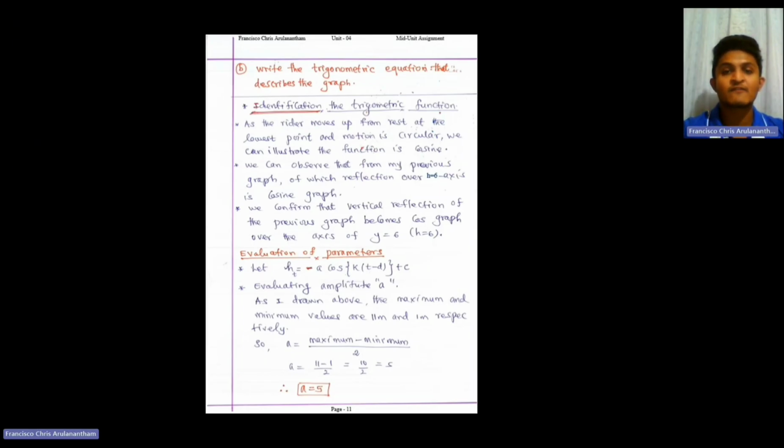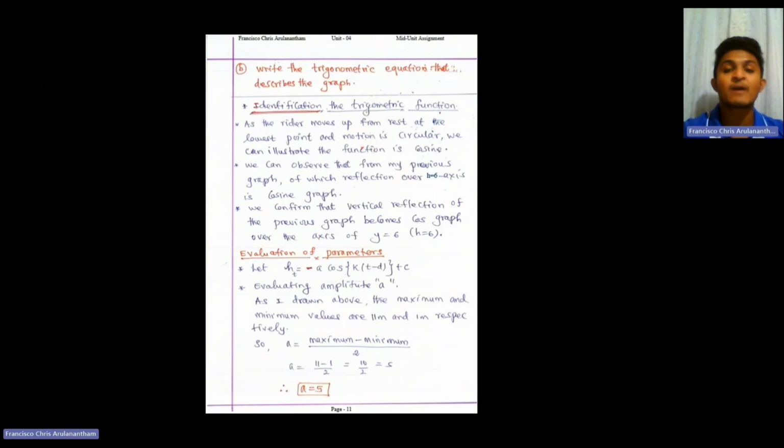Identification of the trigonometric function. As the rider moves up from rest at the lowest point and the motion is circular, we can say the function is cosine. We can observe from my previous graph that its reflection over the h equals 6 axis is a cosine graph. We confirm that the vertical reflection of the previous graph becomes a cos graph over the axis y equals 6. It means h equals 6.